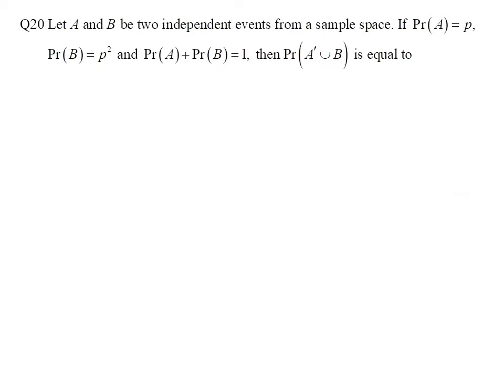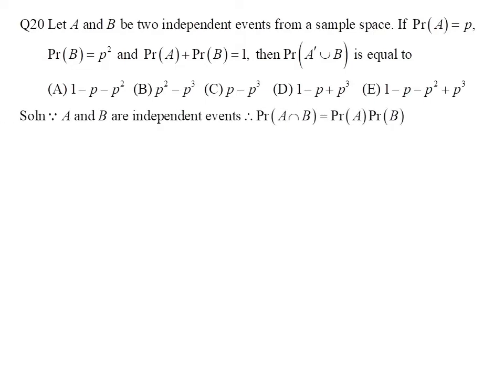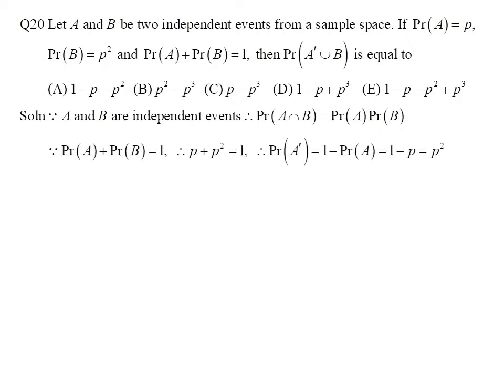There are two independent events A and B in question 20, where Pr(A) equals p, Pr(B) equals p squared, and Pr(A) plus Pr(B) equals 1. The question is to find the probability of event not A union with event B. Since A and B are independent events, the probability of A intersect B equals the probability of A times the probability of B. Due to Pr(A) plus Pr(B) equals 1, p plus p squared equals 1.